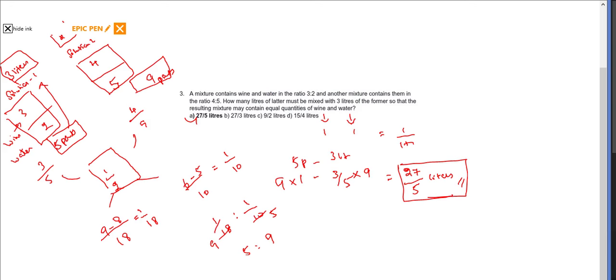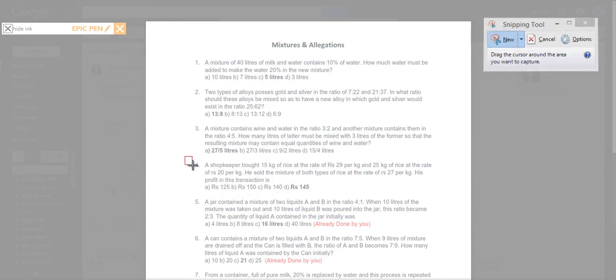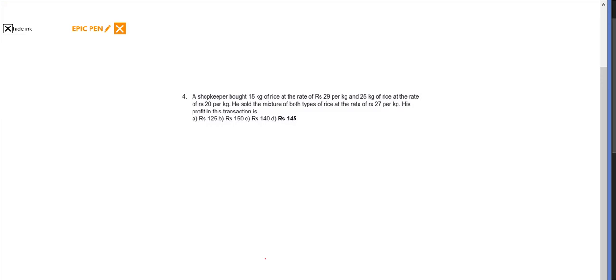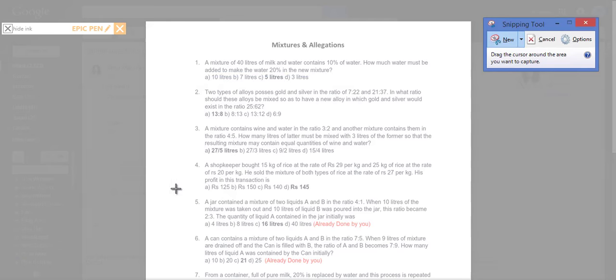Now let's go to question number 4. A shopkeeper bought 15 kg of rice at the rate of rupees 29 per kg and 25 kg at the rate of 20 per kg. Sold the mixture of both types of rice at the rate of rupees 27 per kg. His profit in this transaction is... okay, let's come back to this question later. Let's go to the next question and then later come back to question number 4.